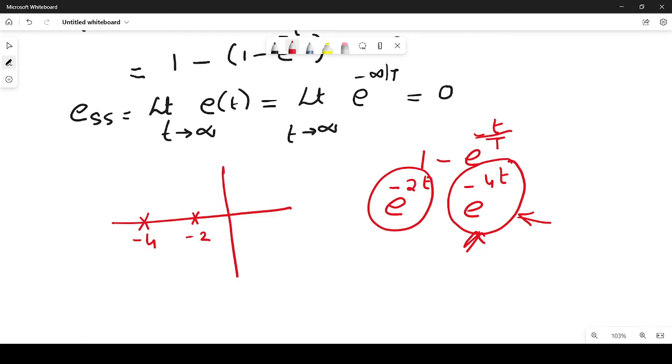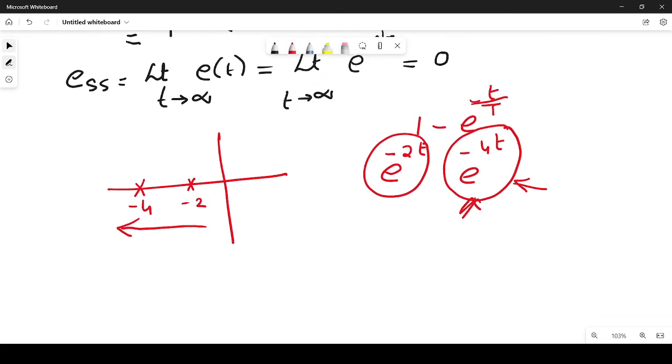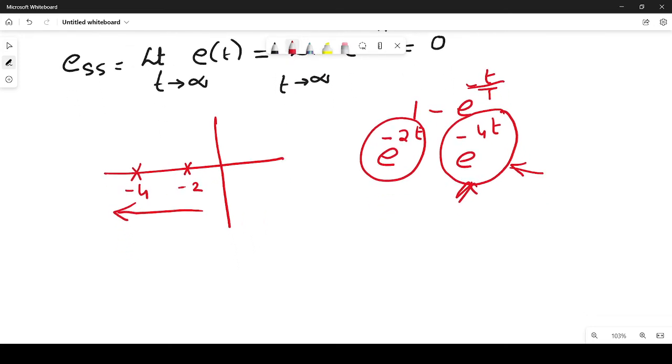That means, as you move away from the imaginary axis, the system becomes more and more stable. As the pole becomes more and more negative, the system stability increases. This is how the stability depends upon the pole location. So the system with the pole at minus 4 reaches the steady state faster than the system with the pole at minus 2.